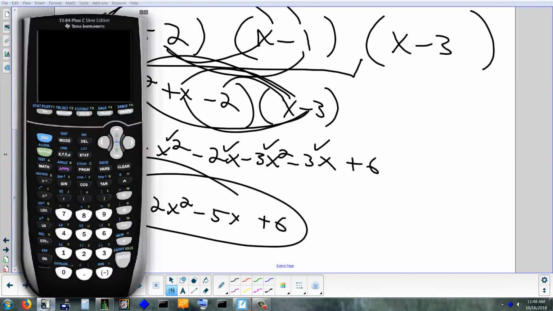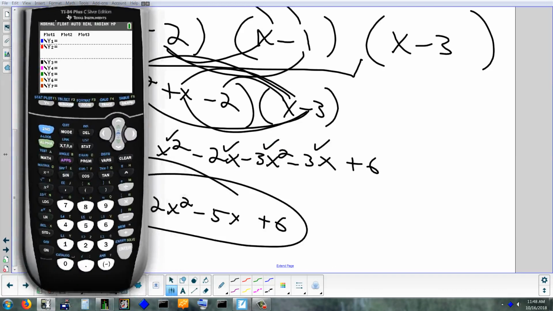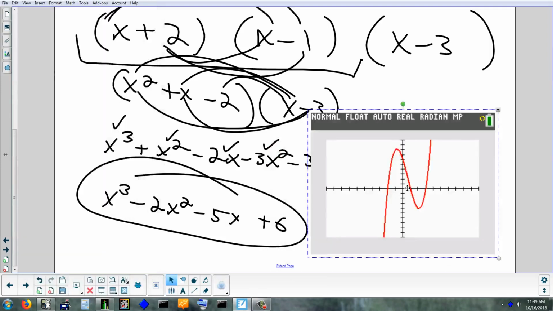Here's your answer. Let's graph it and see if it crosses the x-axis where we said it should. So we got x cubed minus 2x squared minus 5x plus 6. And what are the three numbers we're looking for where it crosses? -2, 1 and 3. Perfect. That's exactly what we're looking for. -2, 1, 3.